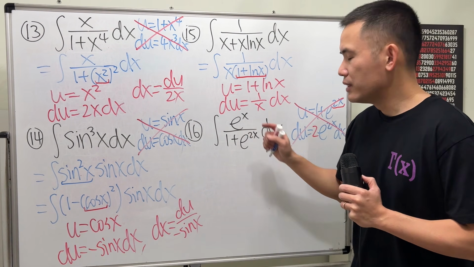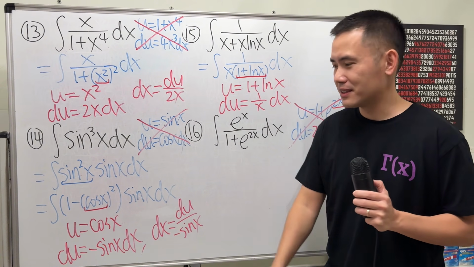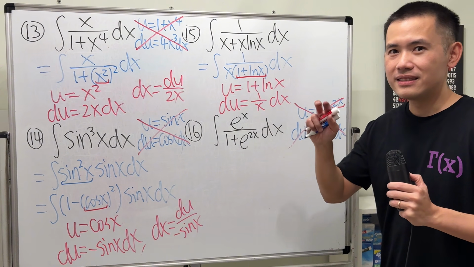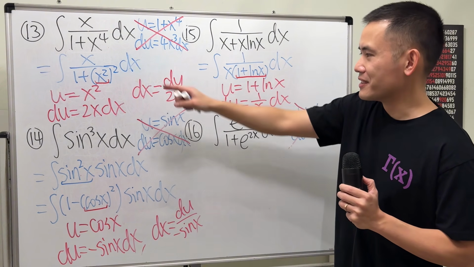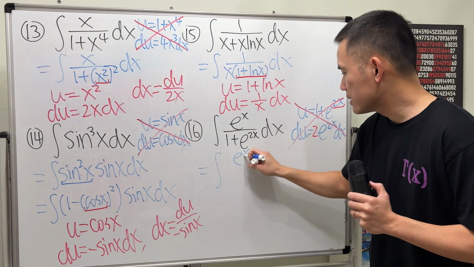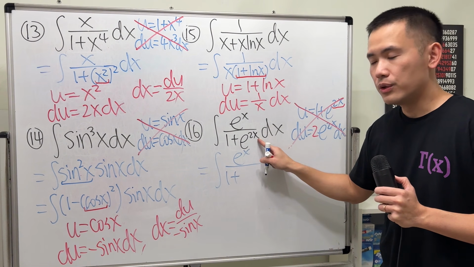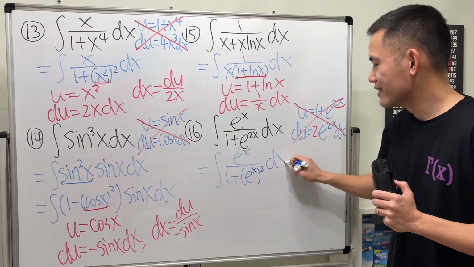So what do we do? On the top we have e to the x. The derivative of e to the x is just e to the x. But do we see just e to the x somewhere else? Again, it's a no, but also a yes. This is kind of similar to number 13. Right here, rewrite it as e to the x over 1 plus, instead of e to the 2x, put it as e to the x and then square.